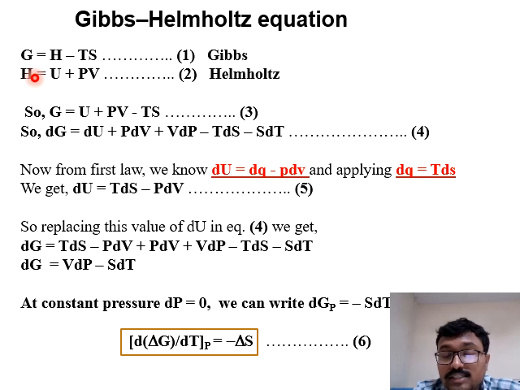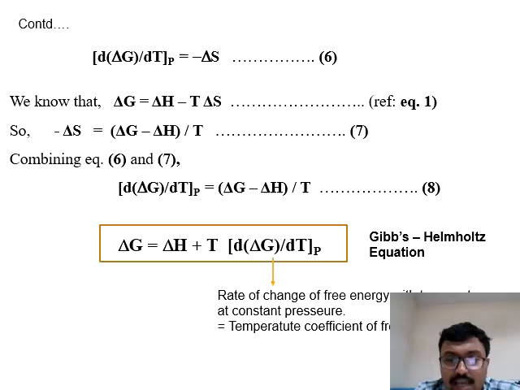And Helmholtz free energy is defined as A equal to U minus TS, or H plus U plus PV. Okay, so there is one derivation. If we derive, we can get the final equation: delta G equal to delta H plus T into d delta G by dT at constant pressure. This is called the Gibbs-Helmholtz equation. This is the most important equation of thermodynamics, the Gibbs-Helmholtz equation.